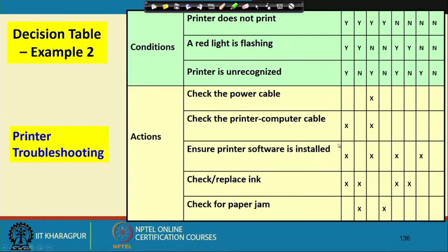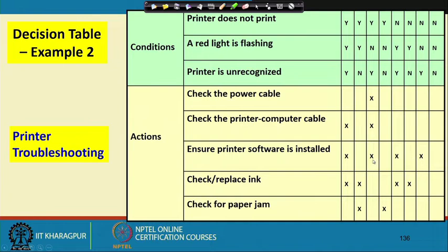Let us take one more example, which is the printer troubleshooting example. Here, depending on some specific condition, the program recommends some action to take. For example, if the printer does not print, red light is flashing and printer is unrecognized, it recommends check printer cable, ensure printer software is installed, and check or replace ink. If the printer is not printing and red light is flashing only, there is no printer unrecognized message, then check and replace ink and check for paper jam.